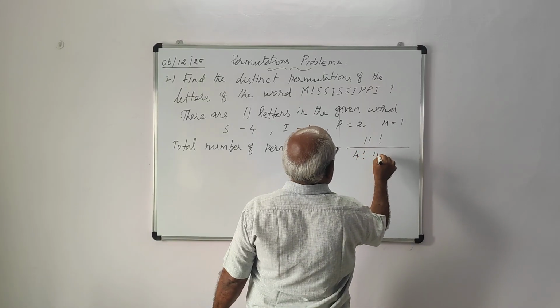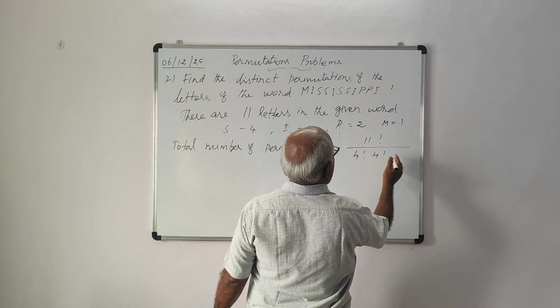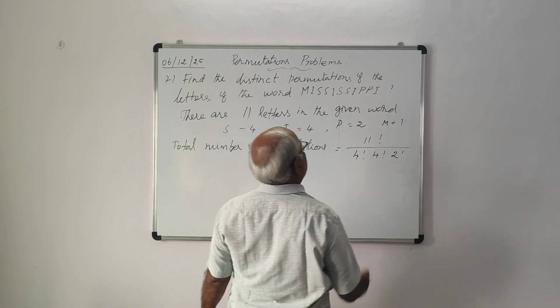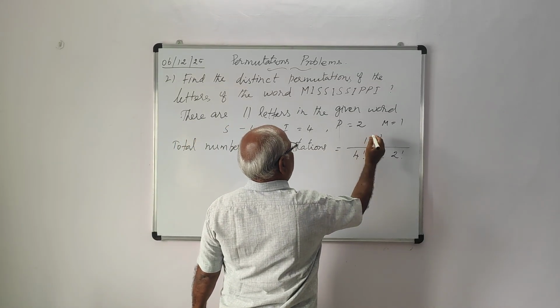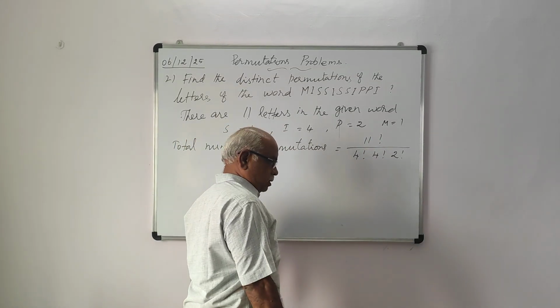4 factorial for the 4 I's, 4 factorial for the 4 S's and 2 factorial for the 2 P's. So 11 factorial divided by 4 factorial into 4 factorial into 2 factorial.